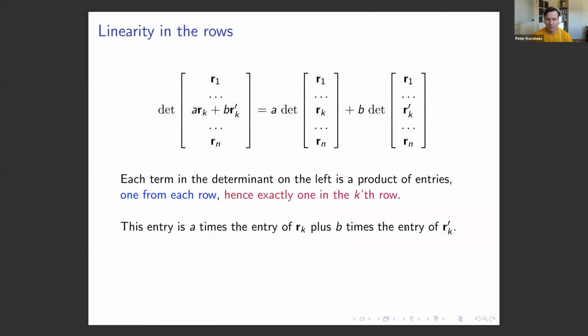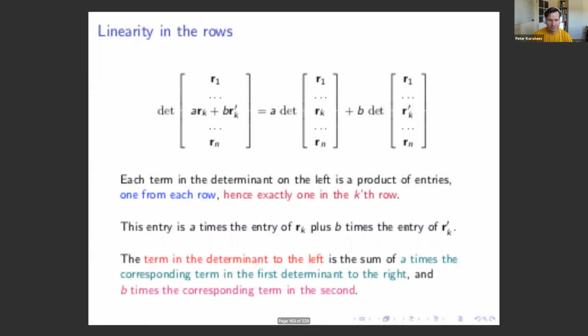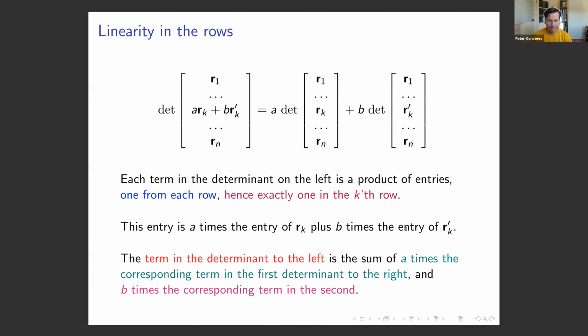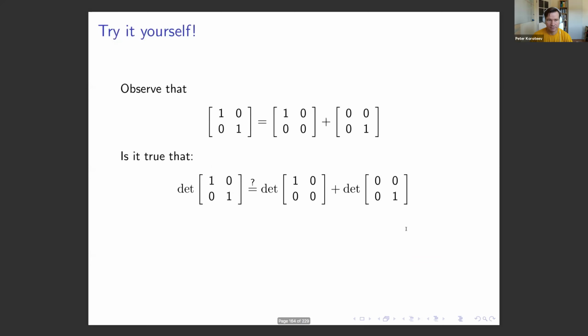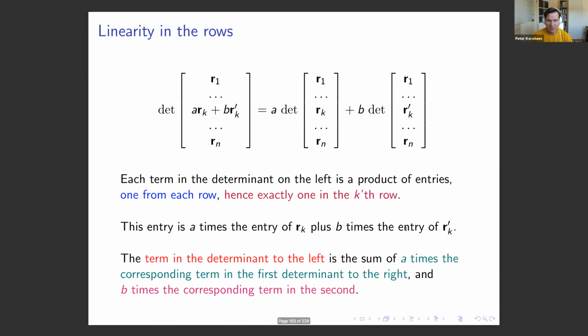And that's how the formula is justified. So the term in the determinant to the left is the sum of A times the corresponding term in the first determinant to the right, and B times the corresponding term in the second. This applies to linearity in the rows. Right? So we have rows or columns, so we have to stick with the same row.